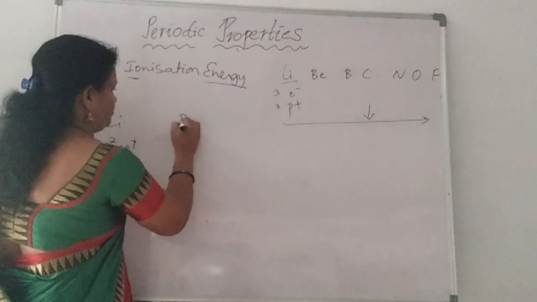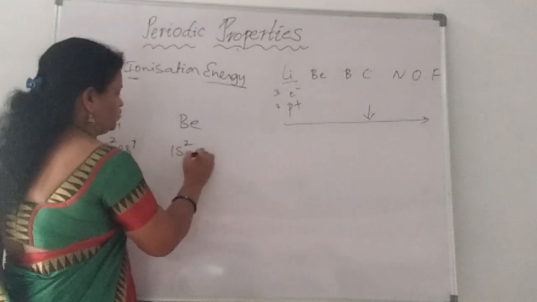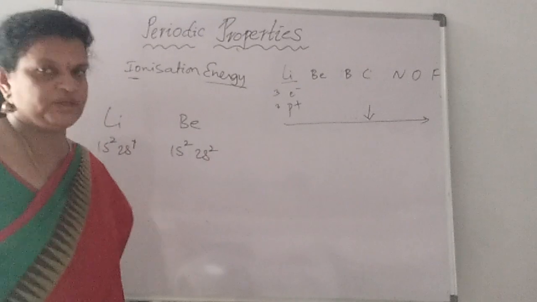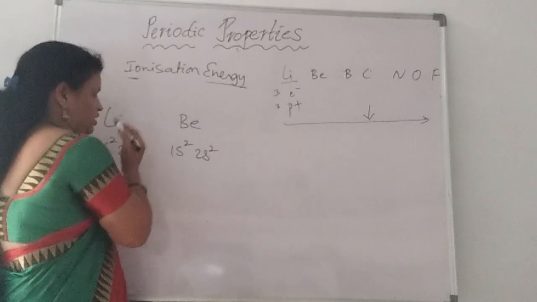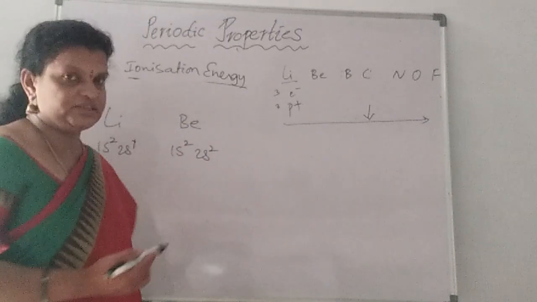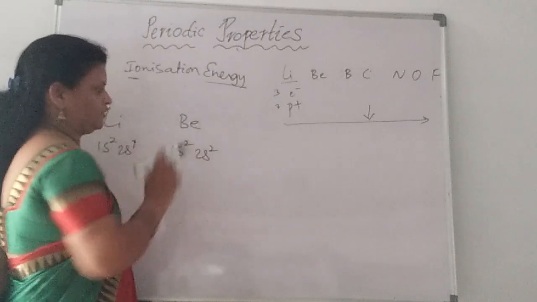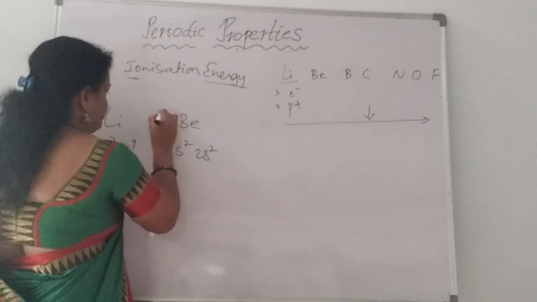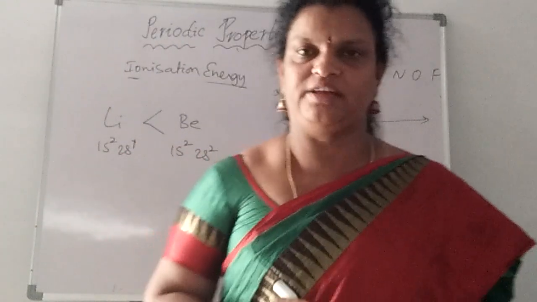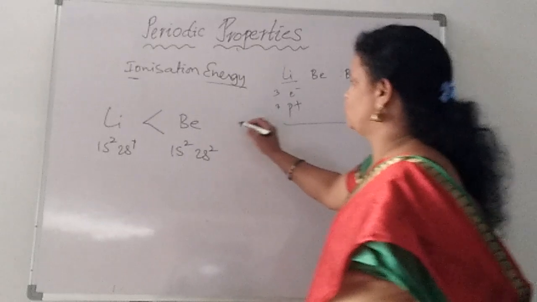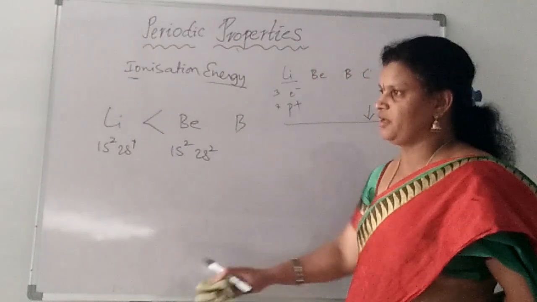Then coming to beryllium, 1s2 2s2. We want to remove the electron from 2s also. Here also it is 2s only. Compared with lithium, beryllium's size is less, so we have to apply more energy on beryllium. So beryllium is greater than lithium, meaning the ionization energy of beryllium is greater than lithium. Now coming to boron. What is happening in boron?